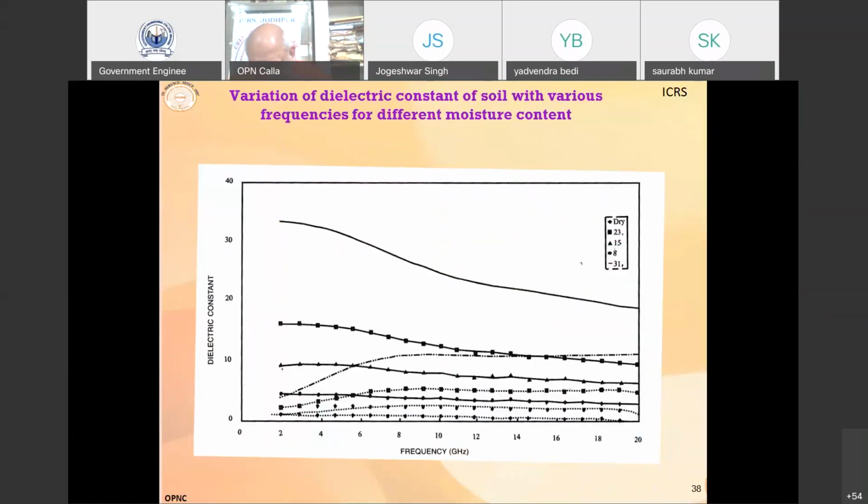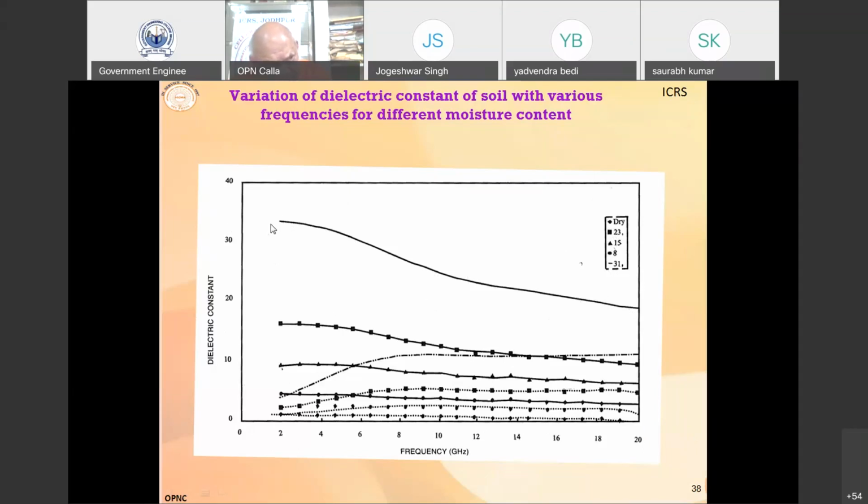And then we did, at our lab, the dielectric constant measurement from 2 gigahertz to 20 gigahertz for different percentages of moisture in the soil. And you see here there is 31%, then 15%, 23%, 8%, and dry soil. And this one is the dielectric constant variability for saturated soil, 31% moisture.